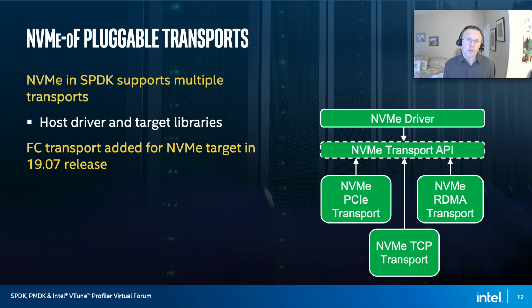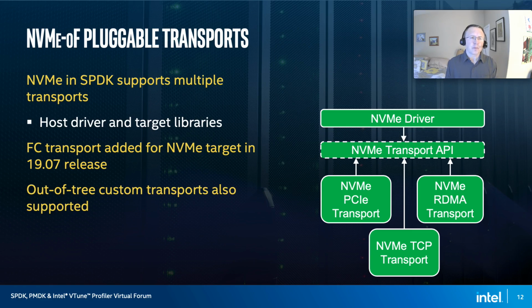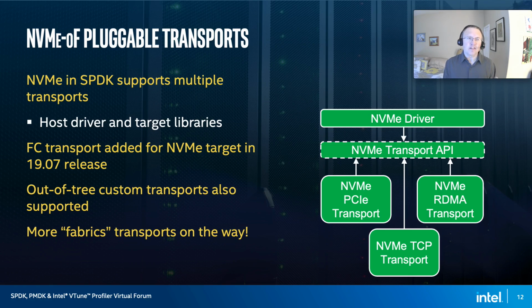On the target side, we also have a Fibre Channel transport that was added in the 19.07 release last year. And then we've also added the ability to have out-of-tree custom transports. And we're going to talk a little bit more about what some of those might be. I think the key part here is that we're really looking at NVMe over fabrics and that target library to really be a common library for emulating and implementing NVMe target devices.